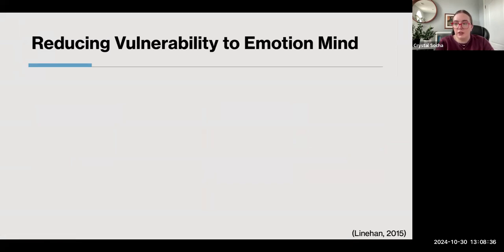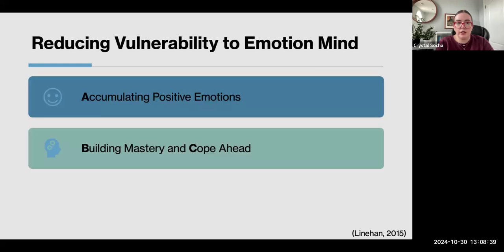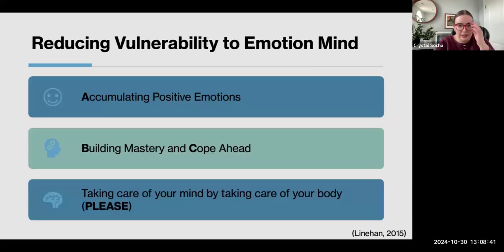The last piece that we'll cover are 3 different skills specifically for reducing vulnerability to emotion mind. And it includes these 3 skills. So accumulating positive emotions. I don't prefer to say positive emotions. I prefer to say effective or joyful or pleasant or those kinds of words rather than positive or negative. I do believe that each emotion serves a purpose and a function. Again, that's a personal preference, but these are the skills that are within reducing vulnerability to our emotion mind. We won't cover all of these, but we will cover the first one and a few of the others.